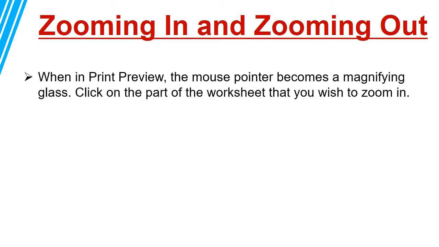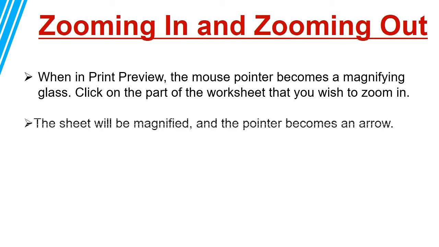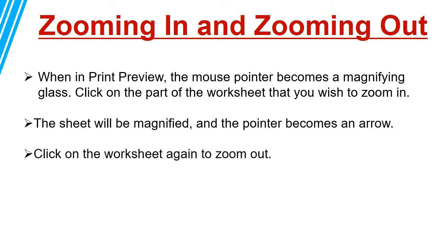Zooming in and zooming out. When in Print Preview, the mouse pointer becomes a magnifying glass. Click on the part of the worksheet that you wish to zoom in. The sheet will be magnified and the pointer becomes an arrow. Click on the worksheet again to zoom out.